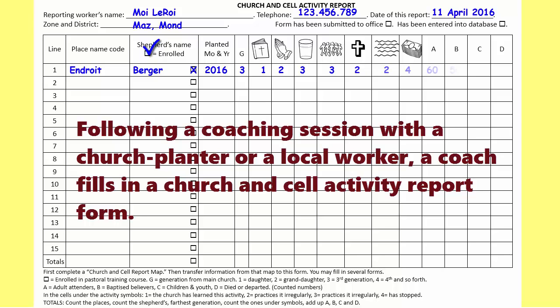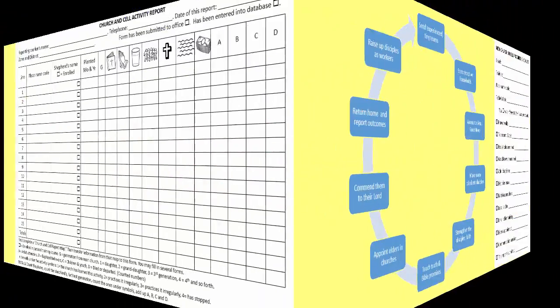He writes a number under each activity. 1 equals started. 2 equals irregular. 3 equals regular. 4 equals stopped. He writes in the current numbers of adult attenders, baptized believers, children and adults, and deceased or departed attenders.